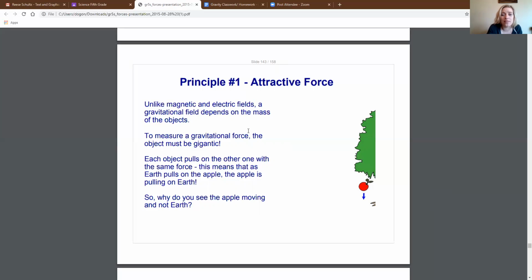So to measure a gravitational force, the object must be gigantic, okay? Each object pulls on the other one with the same force. This means that Earth pulls on the apple and the apple is pulling on the Earth. So they're pulling on each other with the same force. We just see the apple move because it has less mass than the Earth. All right, so I'll give you a couple minutes to write that down.